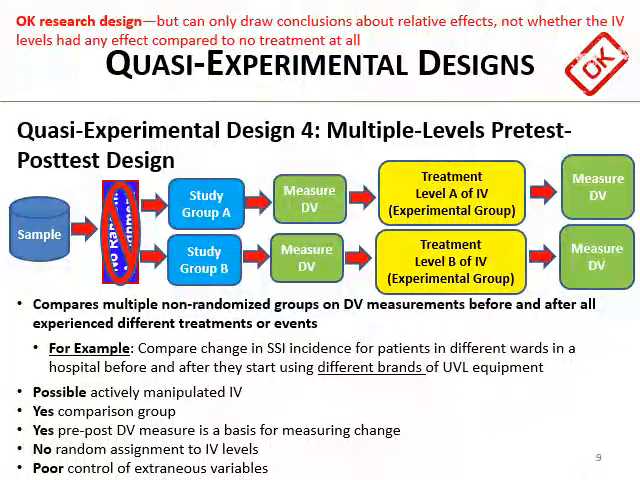So this is kind of an okay design. You can draw conclusions about relative effects, like this machine was more effective than that machine, or appears to be, or the change was bigger for the ward that had this machine versus that machine. But you don't actually know if the treatment was effective overall. So there is no true control group or group that didn't have any treatment here. So you're just talking about relative effects between groups.